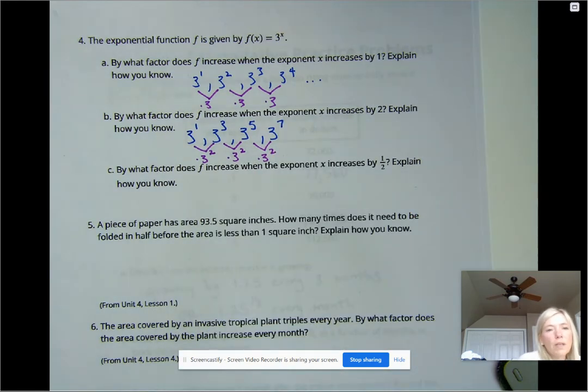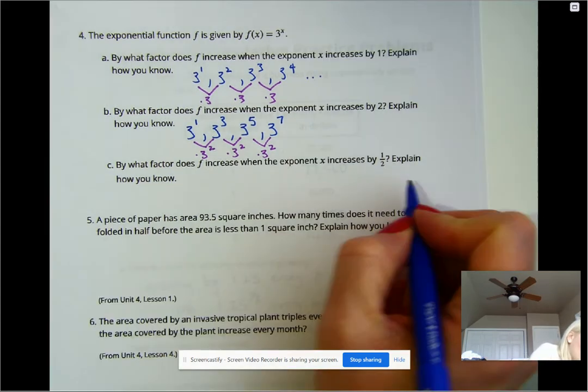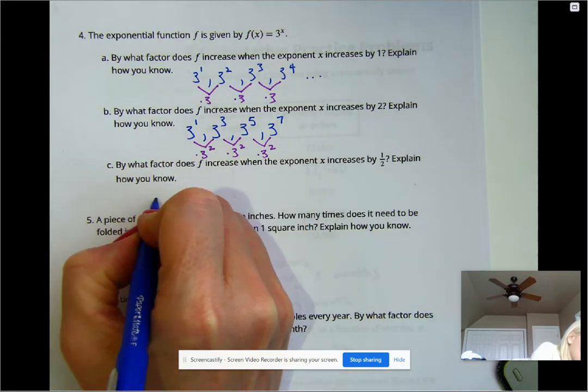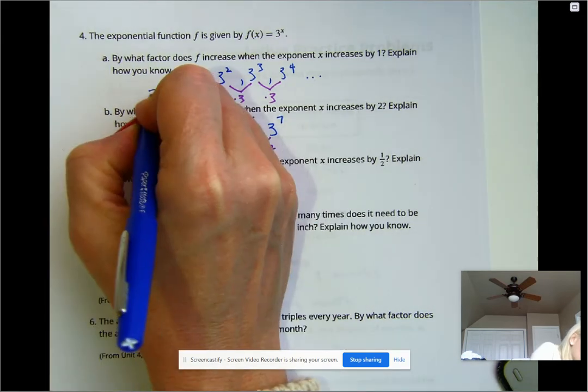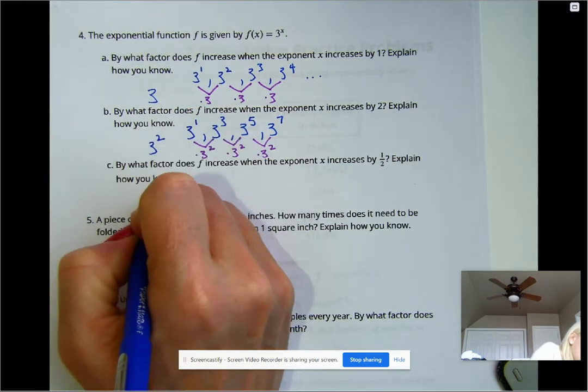So then on part C, what factor does f increase by when the x increases by 1/2? Well, the same thing's going to happen, following the trend. It's going to be increasing by, this was 3, this was 3 to the second, and this should be 3 to the 1/2.